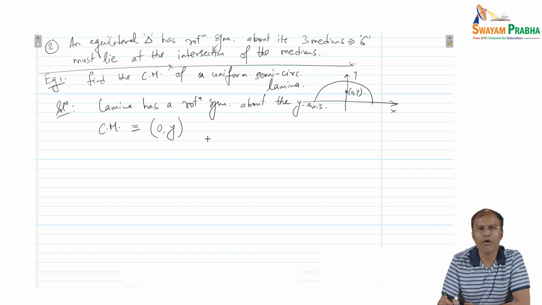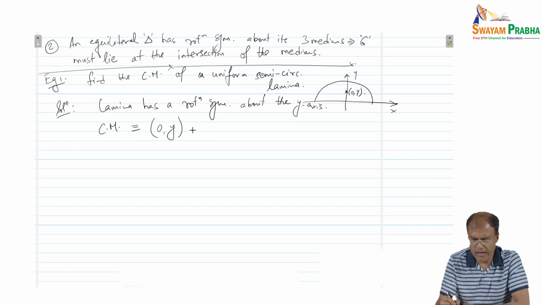going to be (0, y). All we have to do is to find this y coordinate. So the symmetry has reduced our problem. Instead of finding two coordinates, we just have to find the y coordinate, because the x coordinate is 0 by symmetry. So it lies on the y-axis.